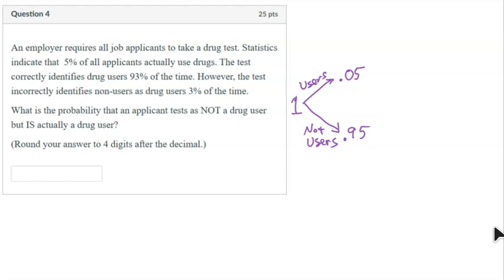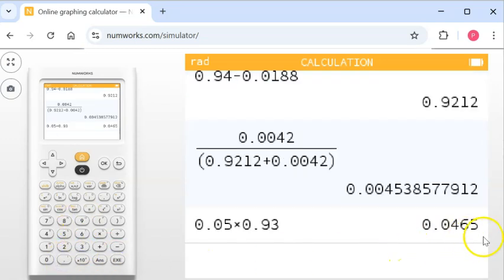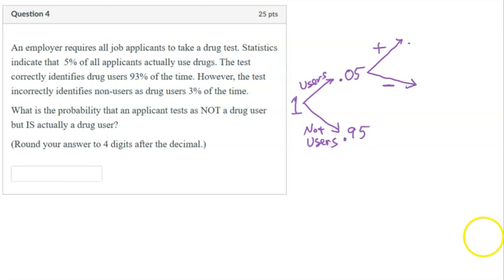Then it says the test correctly identifies drug users 93% of the time. So we're going to identify 93% of this 0.05 positively as drug users. The other 7% are going to test negative, and so that would be a false negative. So we're going to take our 0.05, multiply it by 0.93, and we get 0.0465.